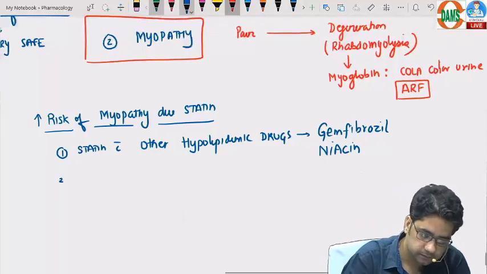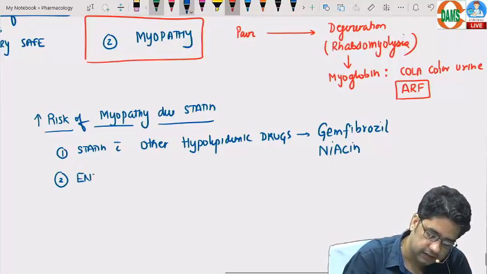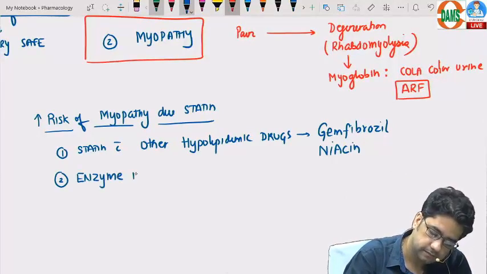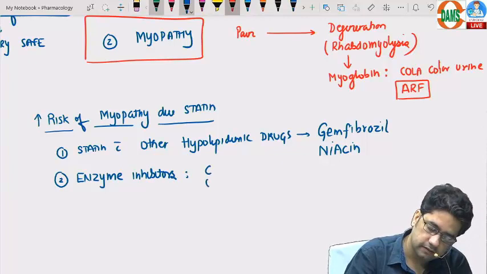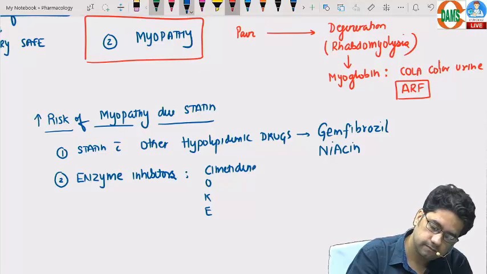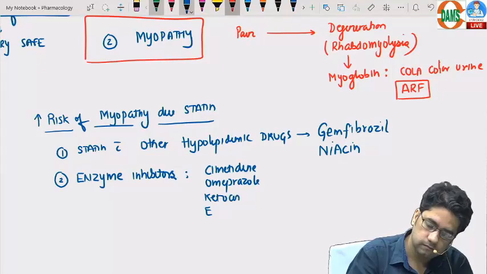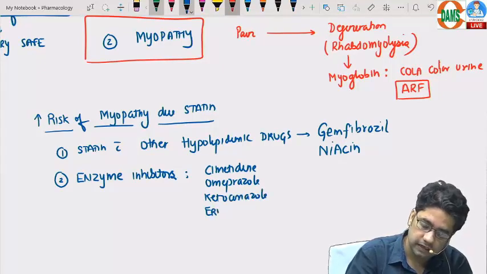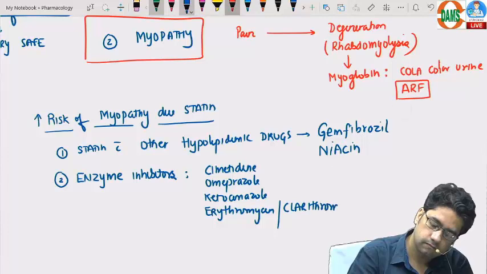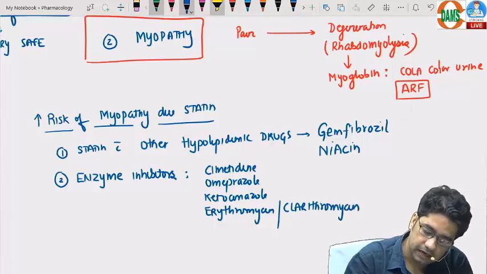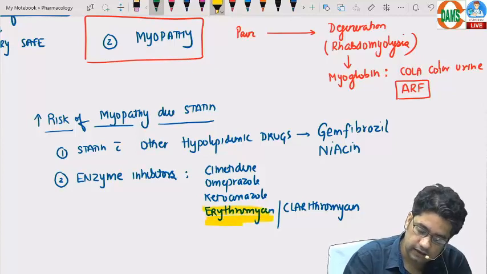Second point, when statins are combined with enzyme inhibitors. Remember enzyme inhibitors? Coke IVC: cimetidine, omeprazole, ketoconazole, erythromycin. The full list is in general pharma, and along with erythromycin you will write clarithromycin. And please mark these words, erythro and clarithro.